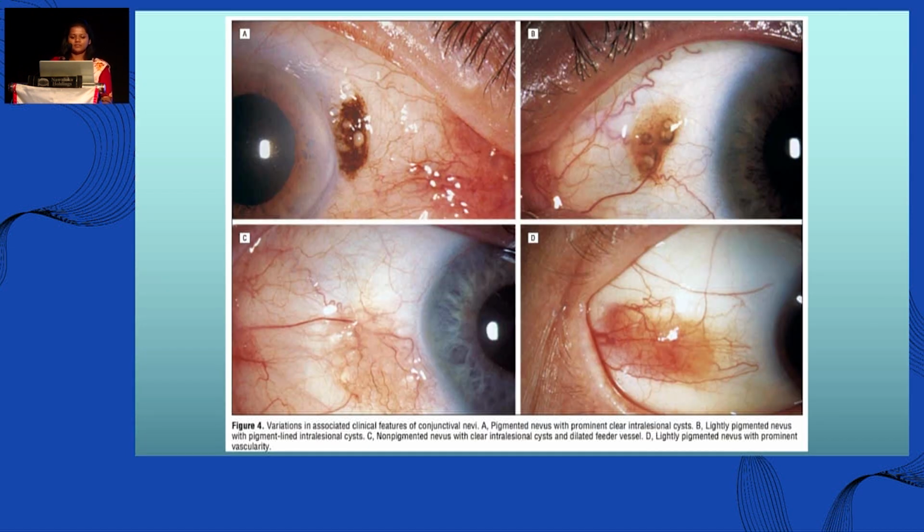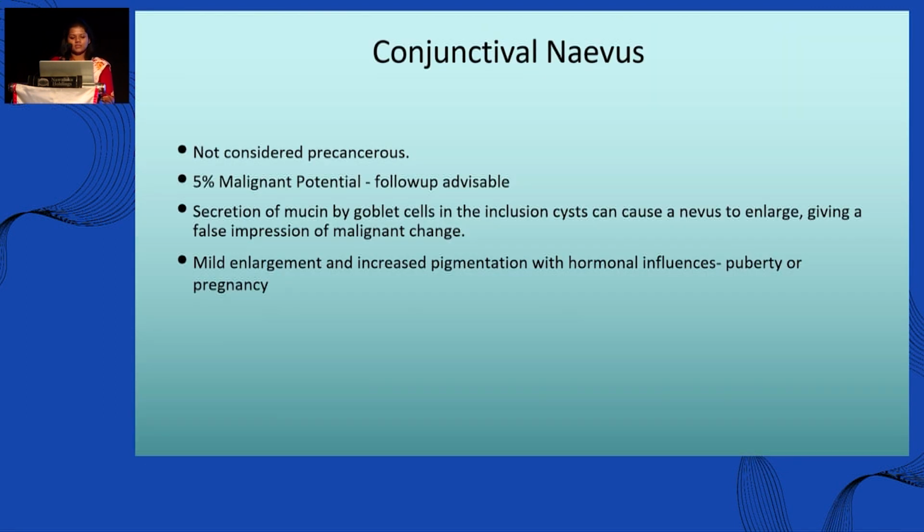So these are the various appearances of conjunctival nevi. The first two pictures show the typical appearance. The third picture is an amelanotic one, and the fourth picture is a nevus with very high vascularity. So even nevi can have a variety of presentations. These are not considered precancerous, but 5% of them can have a malignant potential. So follow-up is advisable for these patients.